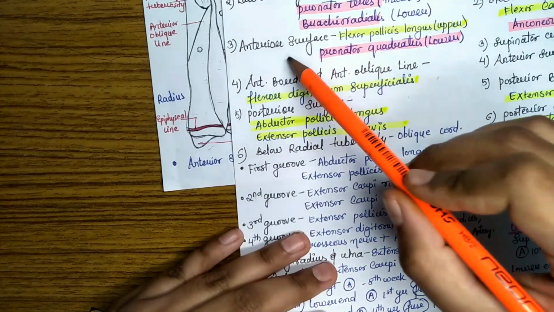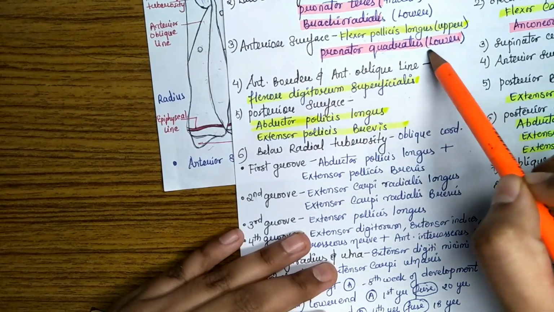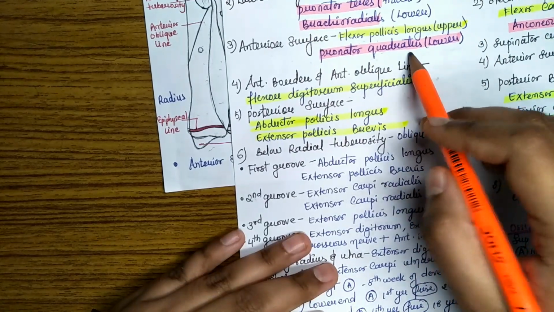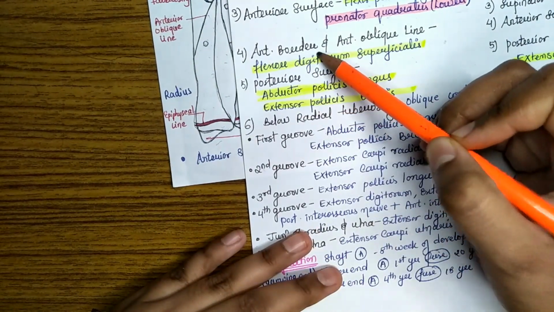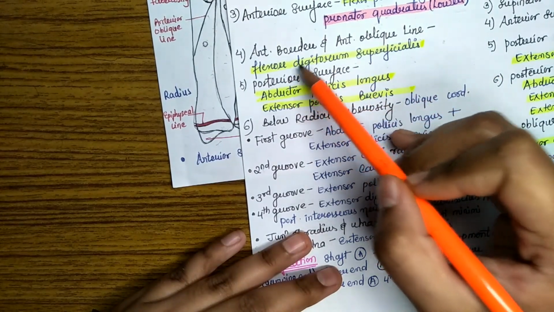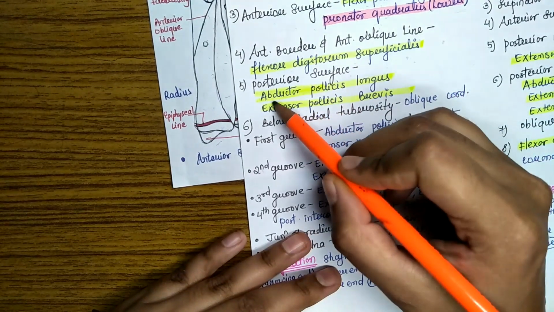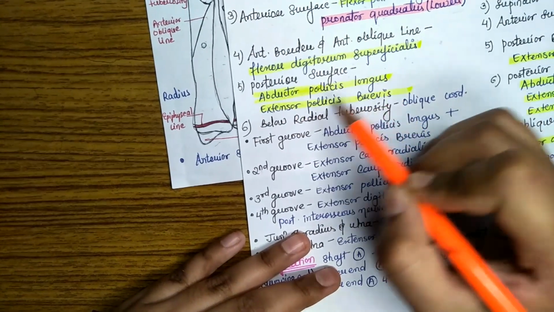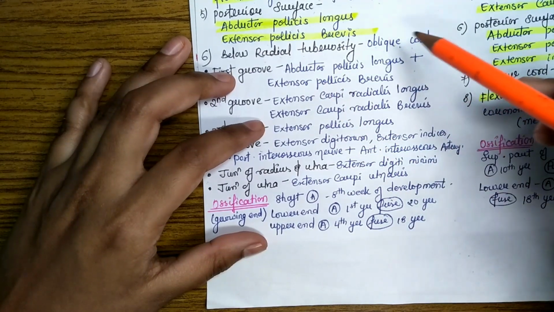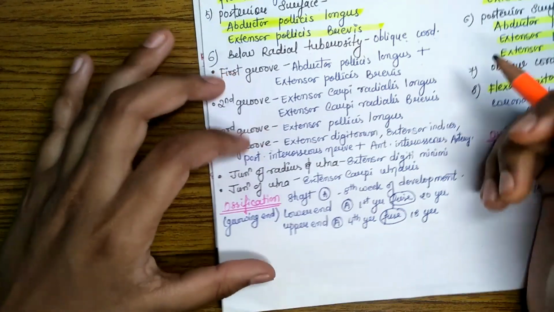From the upper part of the anterior surface there will be origin of the flexor pollicis longus, and along the lower part of the anterior surface there will be insertion of the pronator quadratus muscle. Along the anterior border and anterior oblique line there will be origin of the flexor digitorum superficialis. From the posterior surface, 2 muscles originate, that is your abductor pollicis longus and extensor pollicis brevis. Below radial tuberosity, there is an oblique cord. Oblique cord is generally a degenerated part of the flexor pollicis longus.